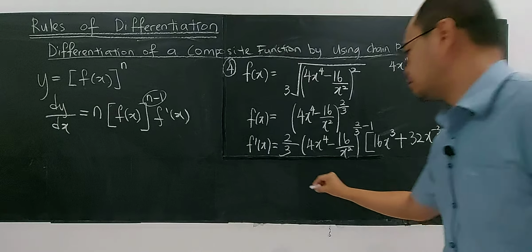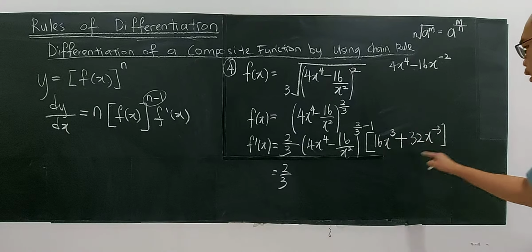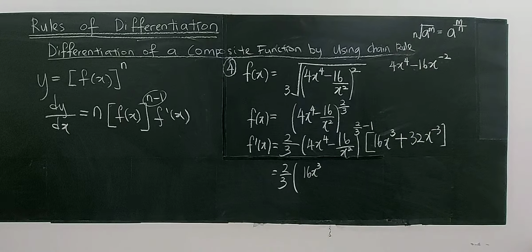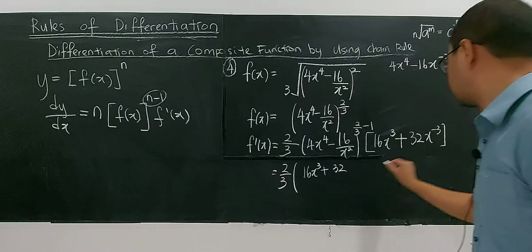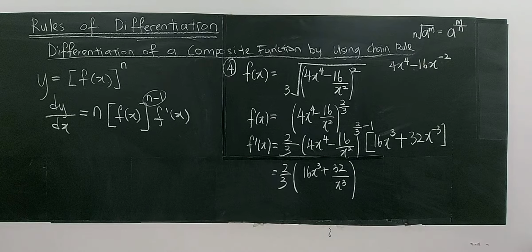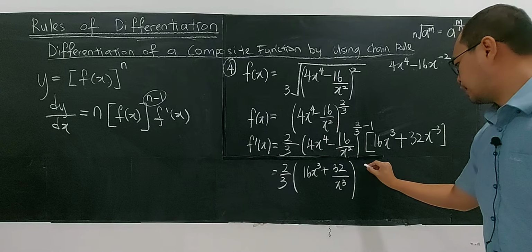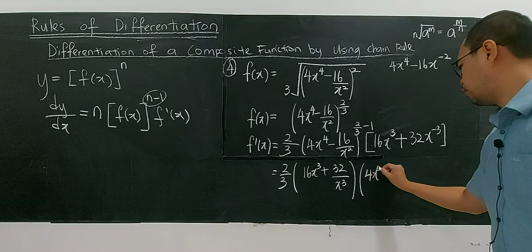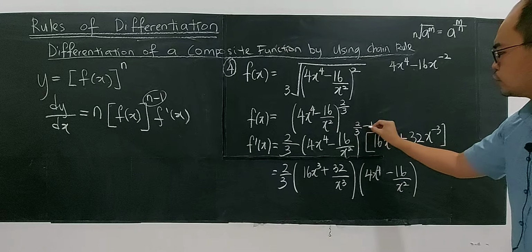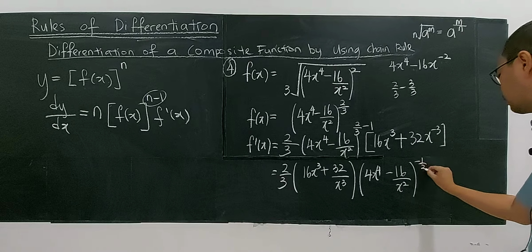So you have done, so you have 2 over 3, 2 over 3. Be careful while you simplify. And this whole thing I copy in front here, so it becomes 16x to the power of 3 plus with 32 divided by x to the power of 3, right? So then you have this. This one you will have 4x to the power of 4 minus 16x to the power of 2. 2 over 3 minus 1. 2 over 3 minus 3 over 3. So you will have negative 1 over 3, right?